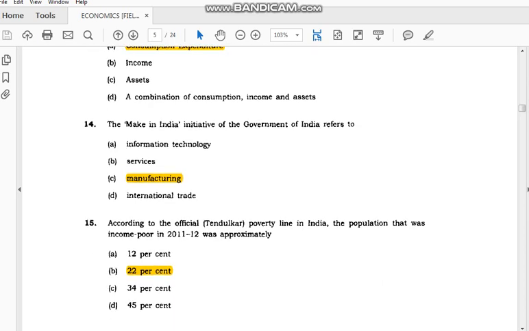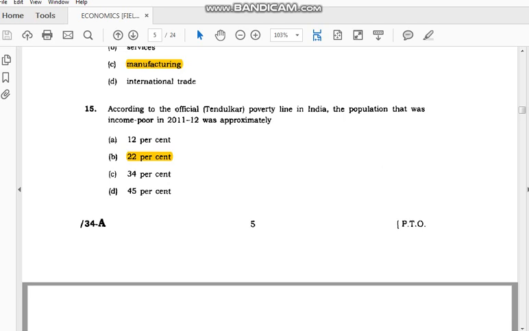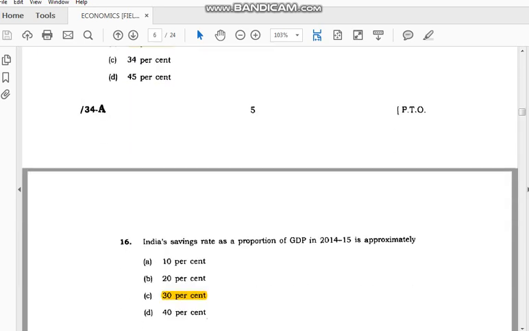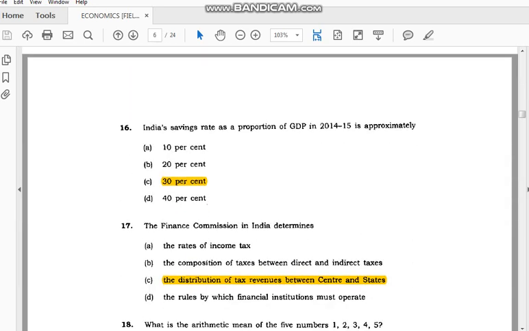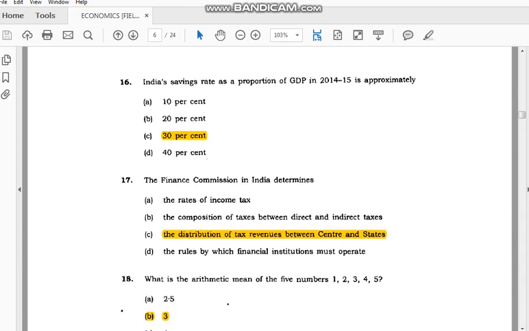Then official estimates of poverty in India are measured on consumption expenditure. Then the Make in India initiative of the government of India refers to manufacturing. And according to the official Tendulkar poverty line in India, the population that was income poor in 2011-12 was 22%, and India's saving rate as a proportion of GDP in 2014-15 was up to 30%.